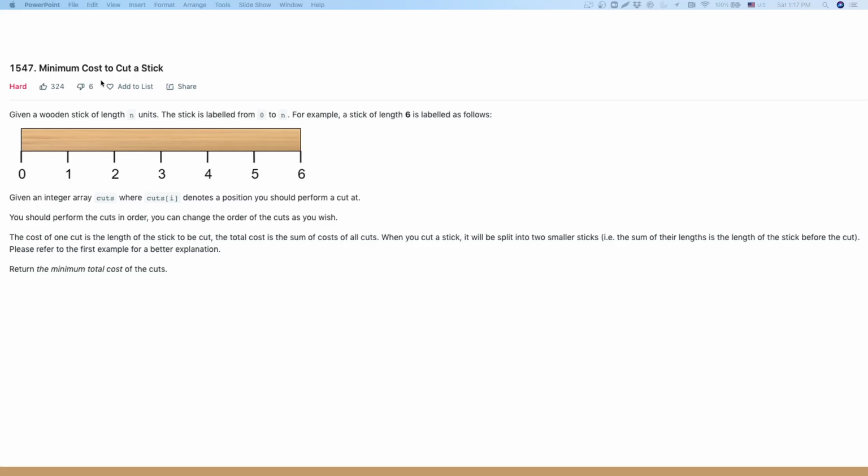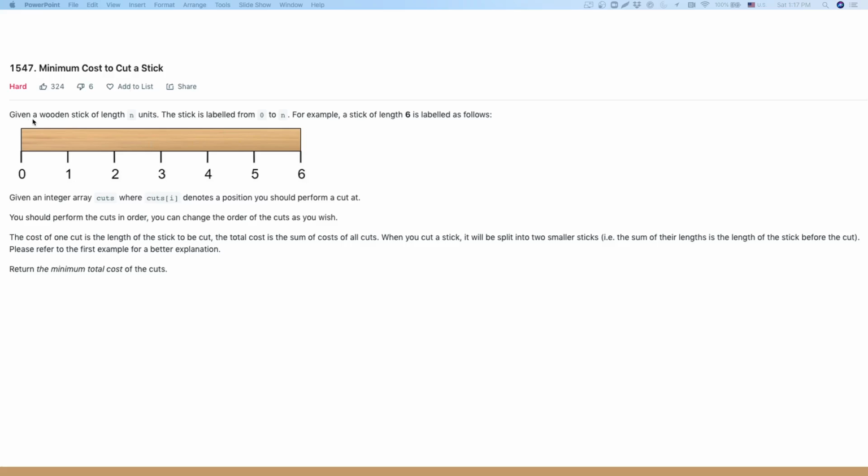So, minimum cost to cut a stick. We're given a stick, and each time we can cut. So we're given a cuts array. Each time we can cut somewhere, and each cut will cost the length of the stick.